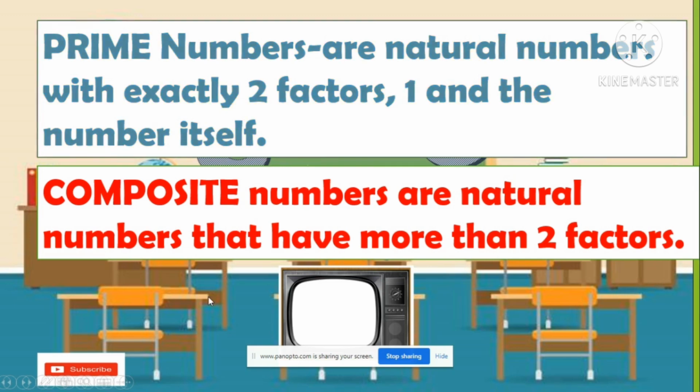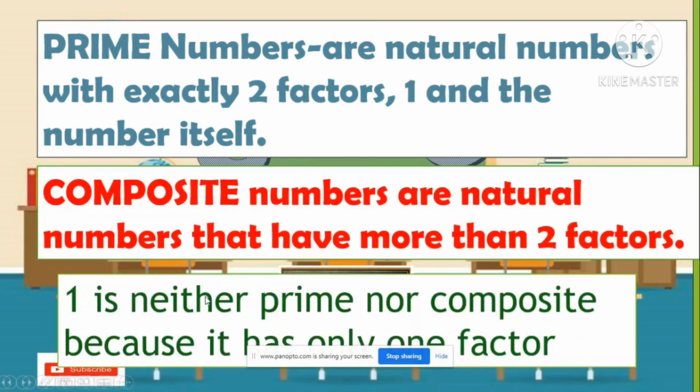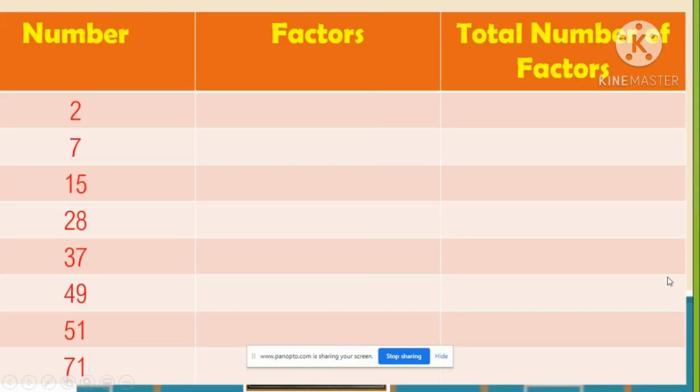Take note, the number 1 is neither prime nor composite because it has only 1 factor. So hindi siya makukonsidera as prime or composite because it has only 1 factor. So let us now differentiate a prime number from a composite number by completing the table and answering the questions in the preceding slide.